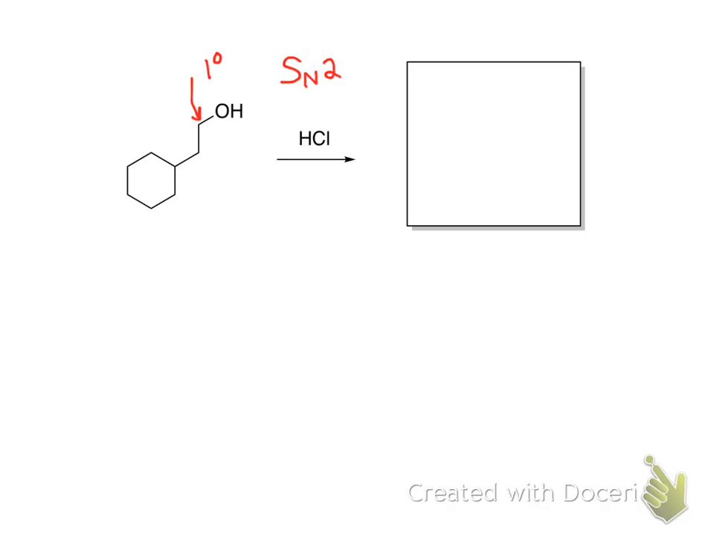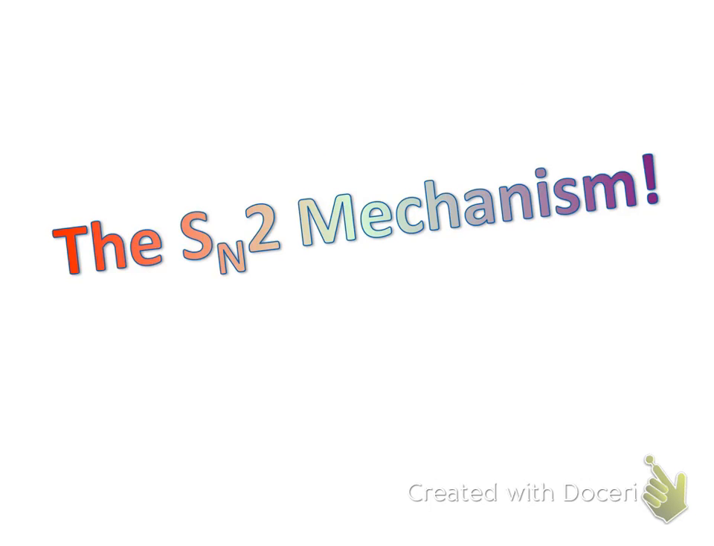Okay, so how can we predict the product? Predicting the product of an Sn2 reaction is really easy because we're just substituting out the alcohol with whatever halogen is in our acid. So our product is going to look like this. Really not bad. Let's see how this happens. The Sn2 mechanism!